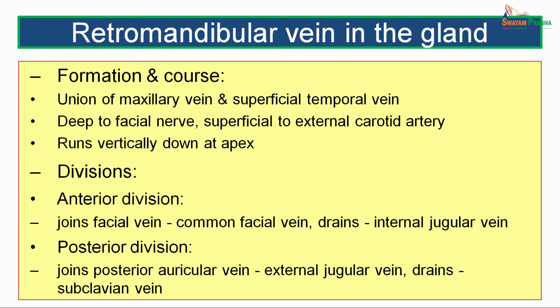The anterior division leaves the gland near the apex, joins with the facial vein to form the common facial vein, which ultimately drains into the internal jugular vein, while the posterior division leaves the gland, joins with the posterior auricular vein to form the external jugular vein, which ultimately drains into the subclavian vein.